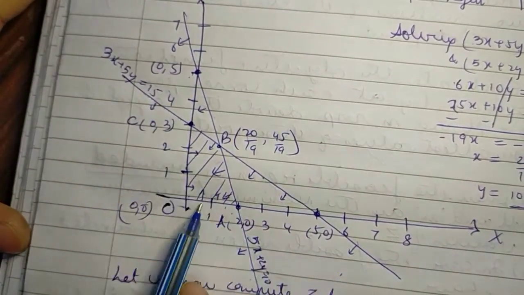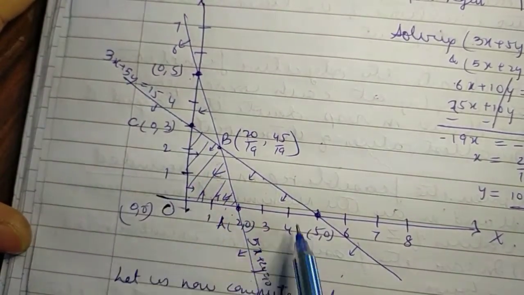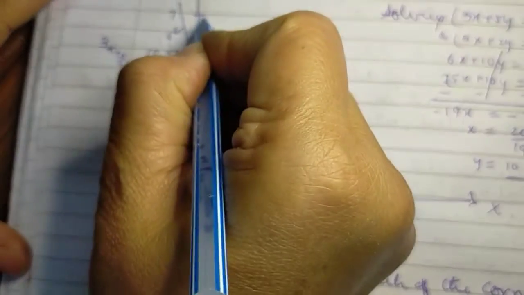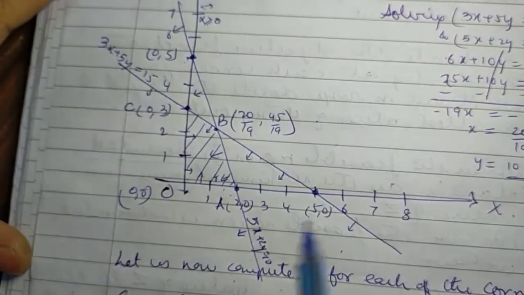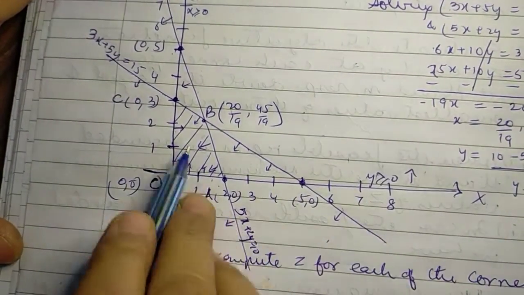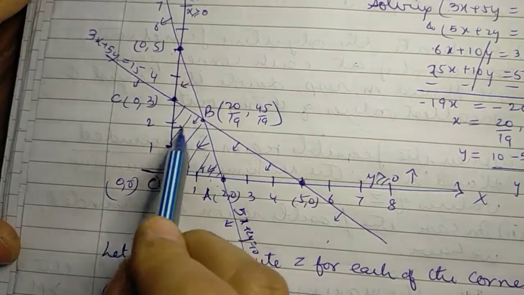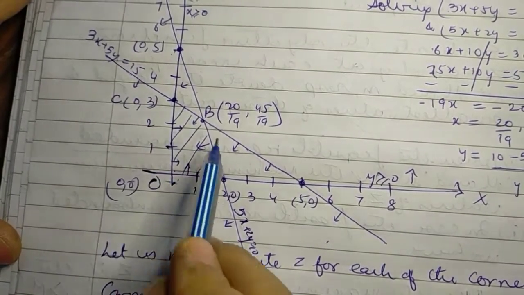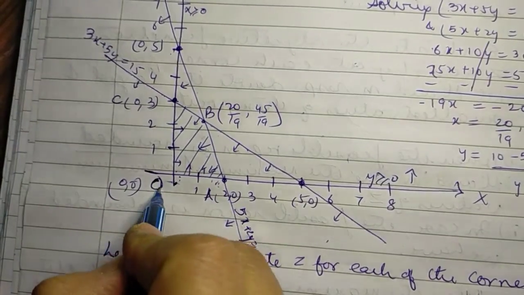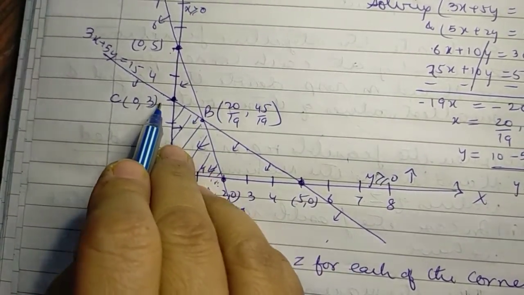Then we find the common shaded area: for this, the side containing origin, and for this also the side containing origin. X greater than or equal to 0 is this side, and y greater than or equal to 0 is this side. So together we see this is the common shaded area. Now it has 4 vertices called corners. Let's call this O, this A, this B and this C.